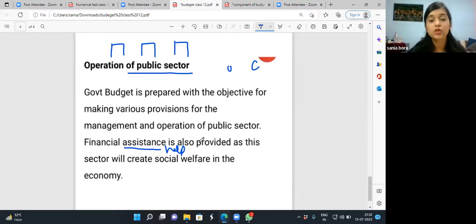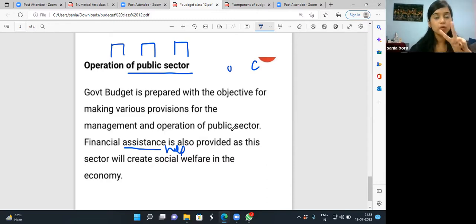So financial assistance is also provided so that the sector will create social welfare in the economy. Why? The question is why the government is providing financial help to these sectors. Because social welfare will be there. If I provide financial help to a government school, more and more students can come and study there. So of course I'm doing social welfare. Similarly, if as a government I provide financial help to hospitals, more and more people can come to the hospital and get treatment, right? So that's why the government budget is prepared with the objective of making various provisions for the management and operation of the public sector.